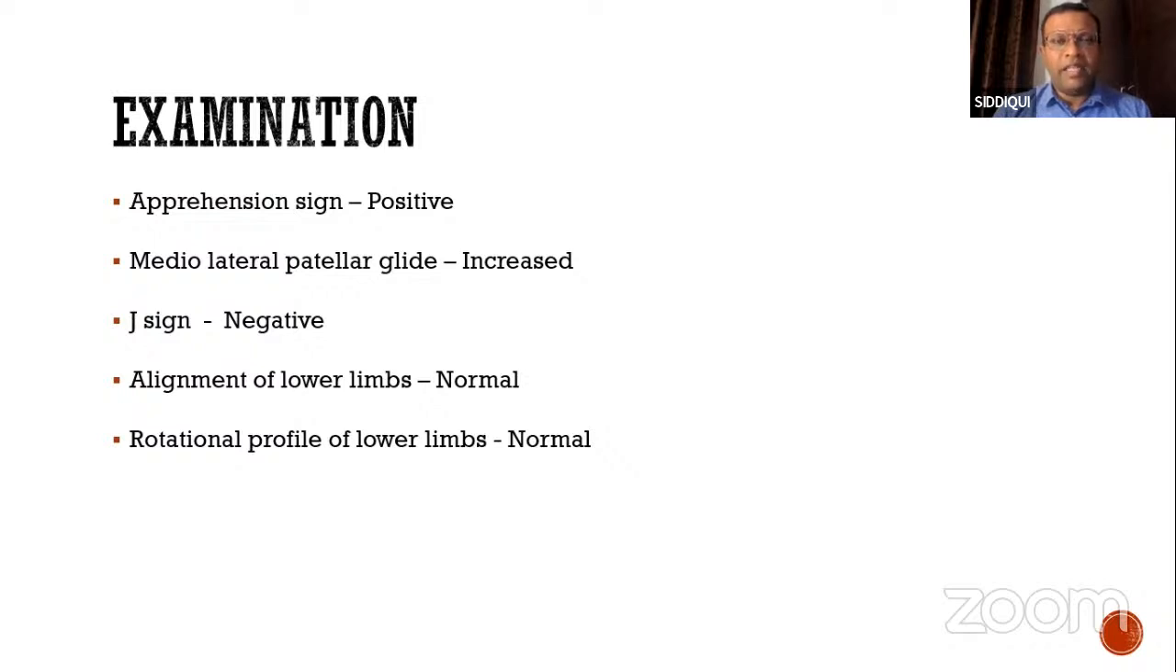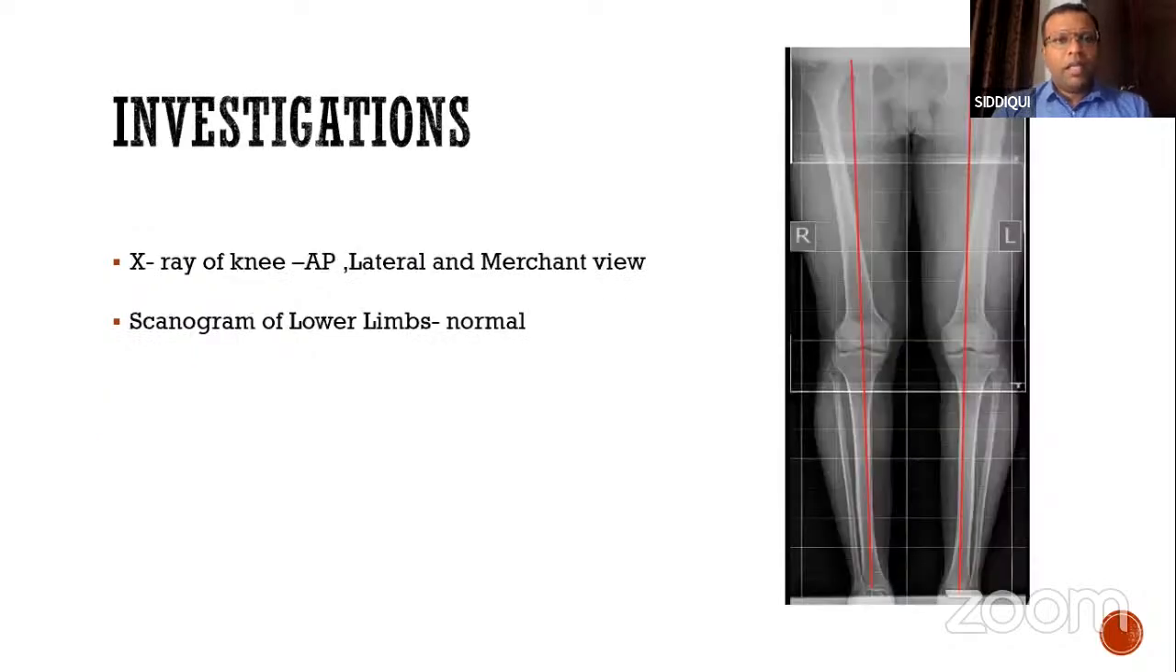On examination, the patient had a positive apprehension sign at 30 degrees of knee flexion. Medial lateral patellar glide was increased, indicating some kind of medial soft tissue laxity. J sign was negative. Alignment and rotational profile of the lower limbs were normal. AP and lateral X-ray of the knee at 30 degrees of knee flexion along with the Merchant view were taken. This is the scanogram of the patient showing normal alignment.